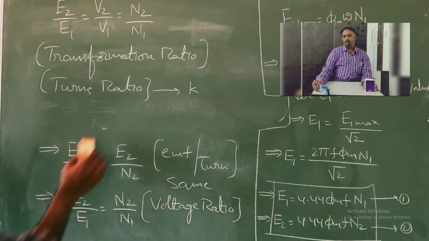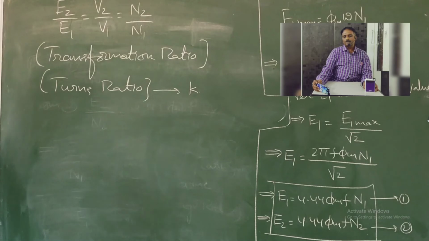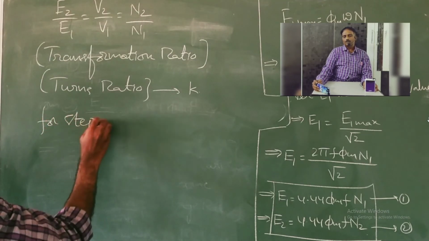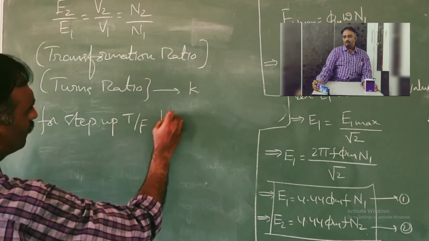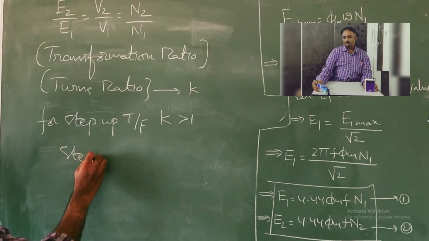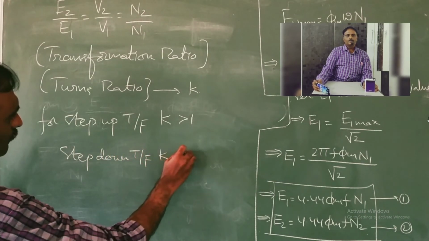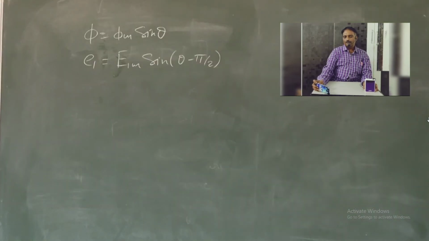Now, let us see the value of K for step up and step down transformers. For a step up transformer, as we know, the output voltage E2 will be greater than the input voltage E1. Hence, for a step up transformer, the value of K will be greater than 1. And for a step down transformer, this value K, the turns ratio, will be less than 1 because the output voltage will be less than the input voltage. So these are the observations that we can make.